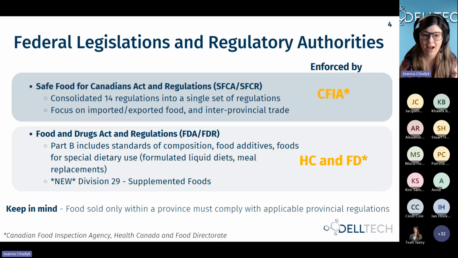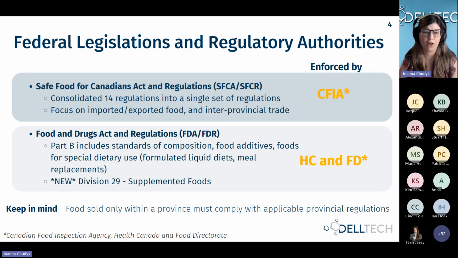This act and regulations are geared towards foods that are imported into Canada and exported elsewhere. They also cover food transported between provinces and territories. And you can find information related to food representation, labeling, composition, grading, food packaging.